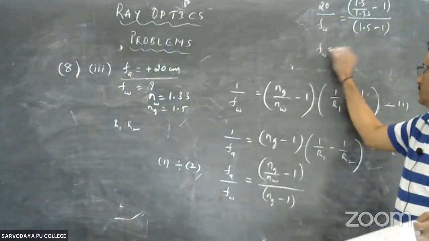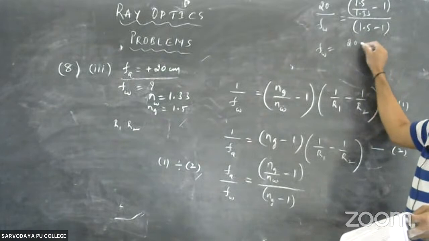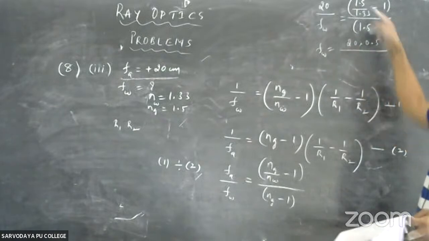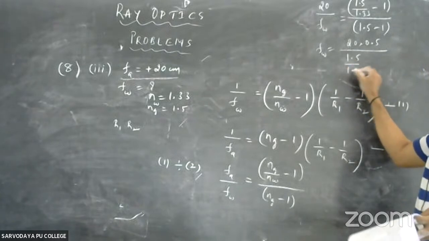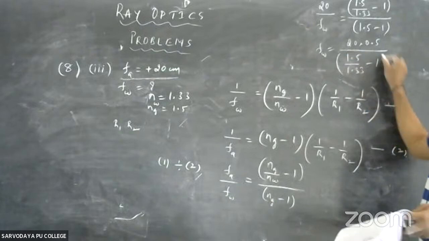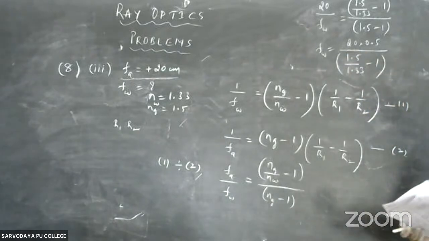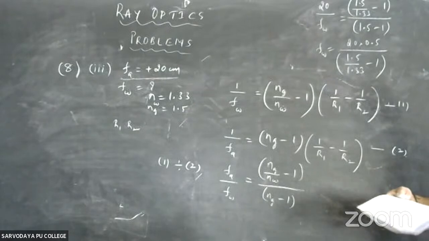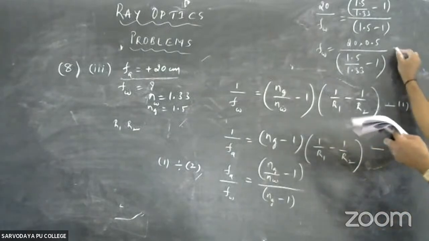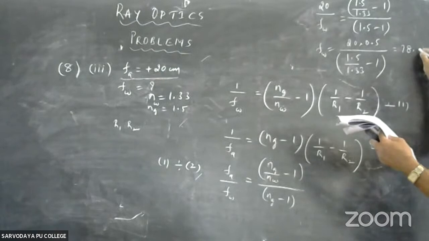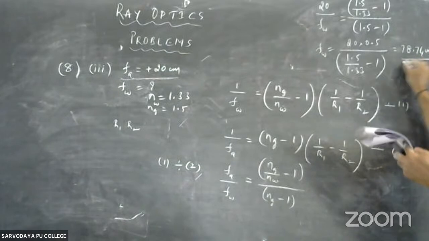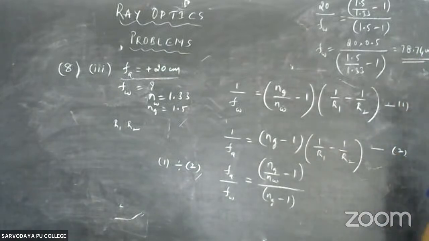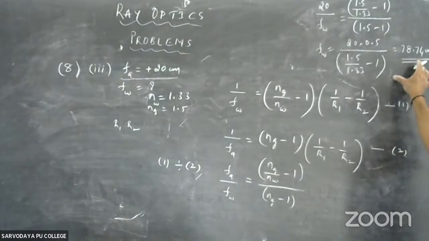Focal length in water ಅಂದ್ರೆ 20 into 0.5, whole divided by this one, that is 1.5 by 1.33 minus 1. Simplify ಮಾಡಿದ್ರೆ focal length in water comes out to be 78.74 centimeter. Okay, this is the answer for the third problem.